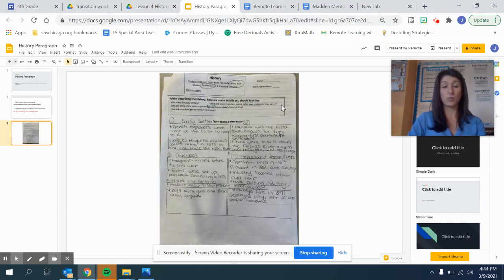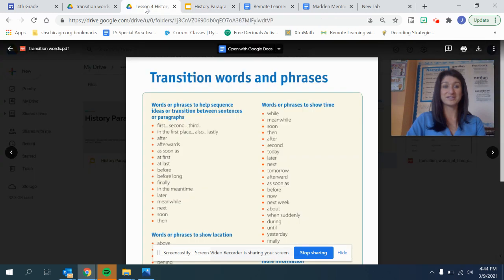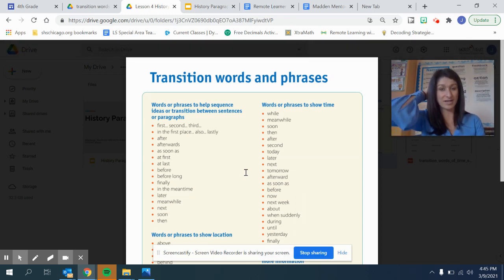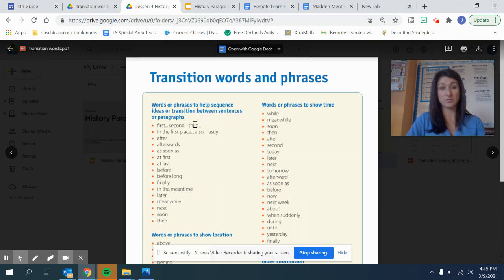You also are going to have access to this on the fourth grade website, a transition word bank. This was super helpful for me as I was writing my history paragraph, which I'll show you in just a minute, to give me a variety of ways to use transition words to connect my ideas. So if you notice, this one says words or phrases to help sequence ideas or transitions between sentences. So you can take a look.